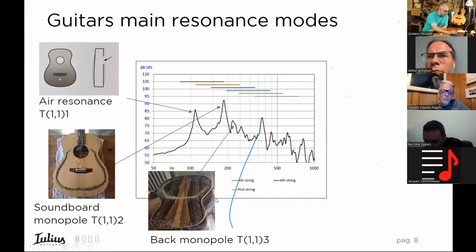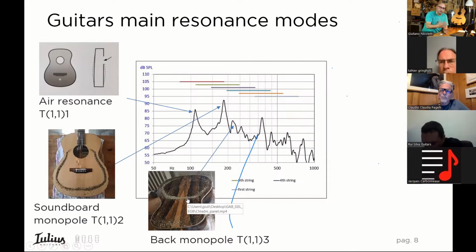Then we can have a third peak, which can be the back of the guitar. It depends on the way the instrument is built. Some instruments are built with an active back. Some instruments are built with a back that is passive, so not active, and it's not contributing. Of course, if we want to have contribution of the back, it has to be quite light and close in frequency with the monopole, because it is excited by the resonances of the monopole.